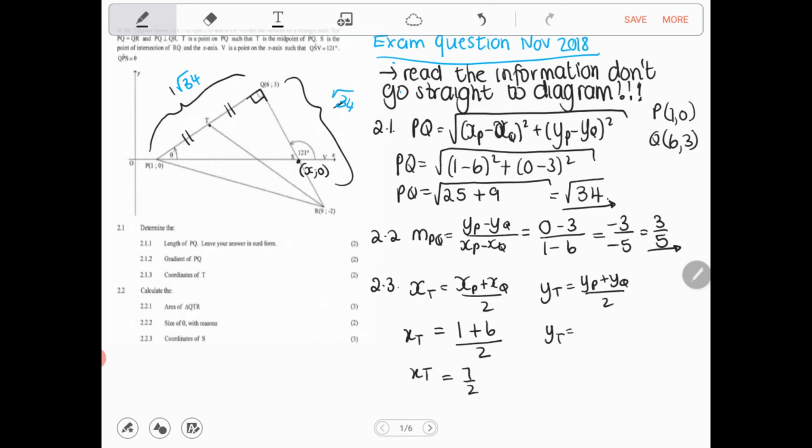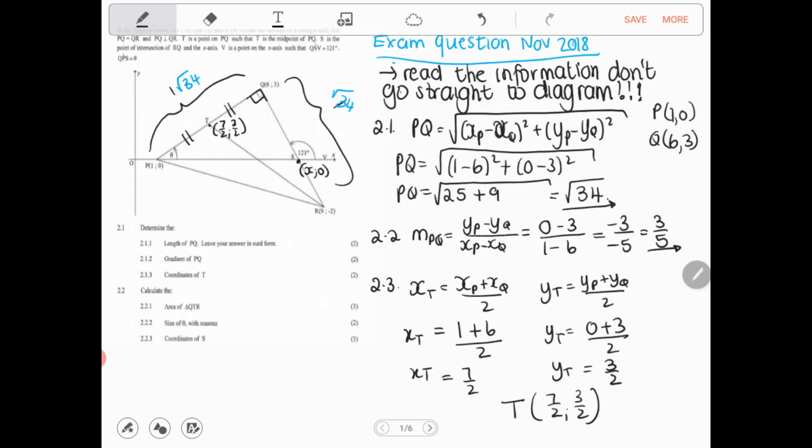Okay, y at P, 0 plus 3 over 2. So the y at T is 3 over 2, which is 1.5. And again, 1.5 is between the y value 0 and 3. So it looks like I have got answers that are feasible. And then we would fill it in on the diagram. So this would be 7 over 2 and 3 over 2. Okay. All right.